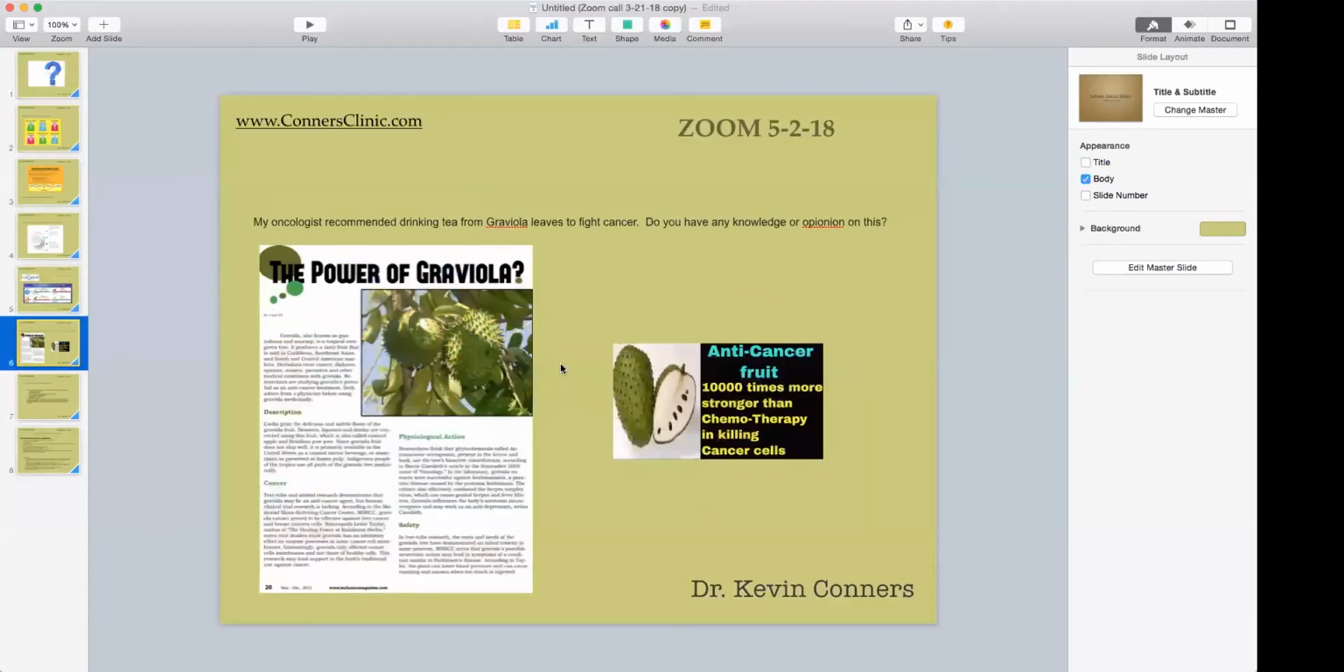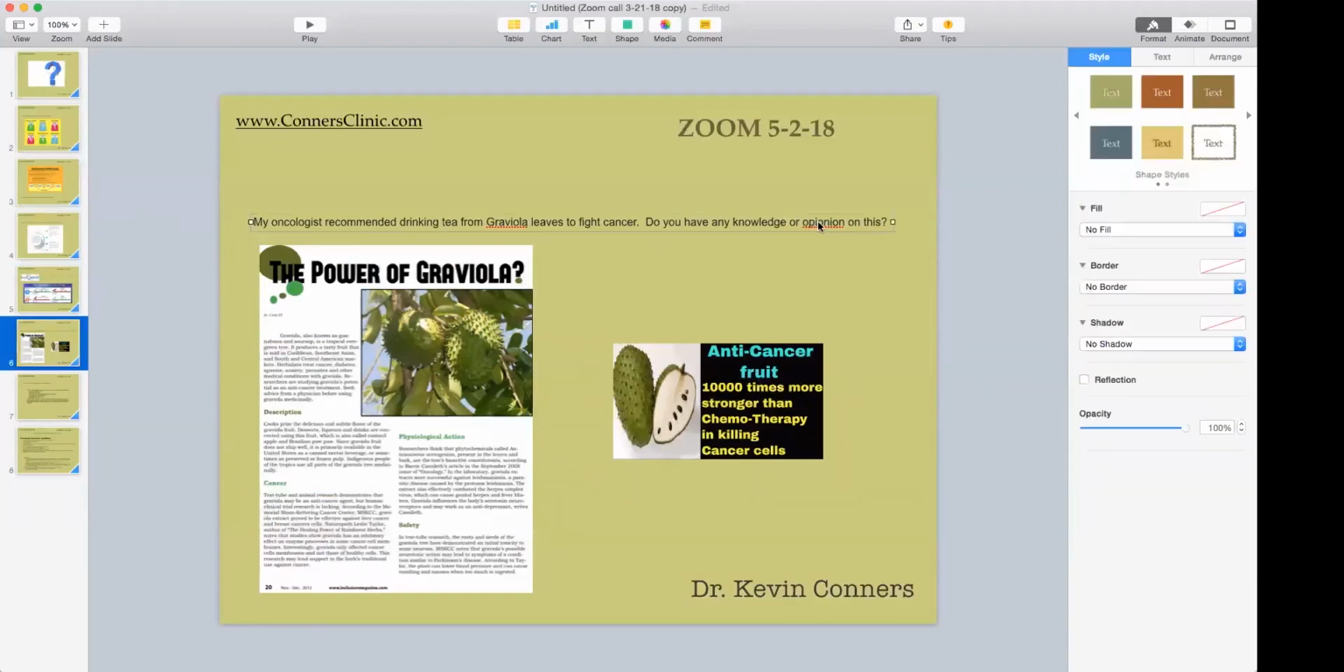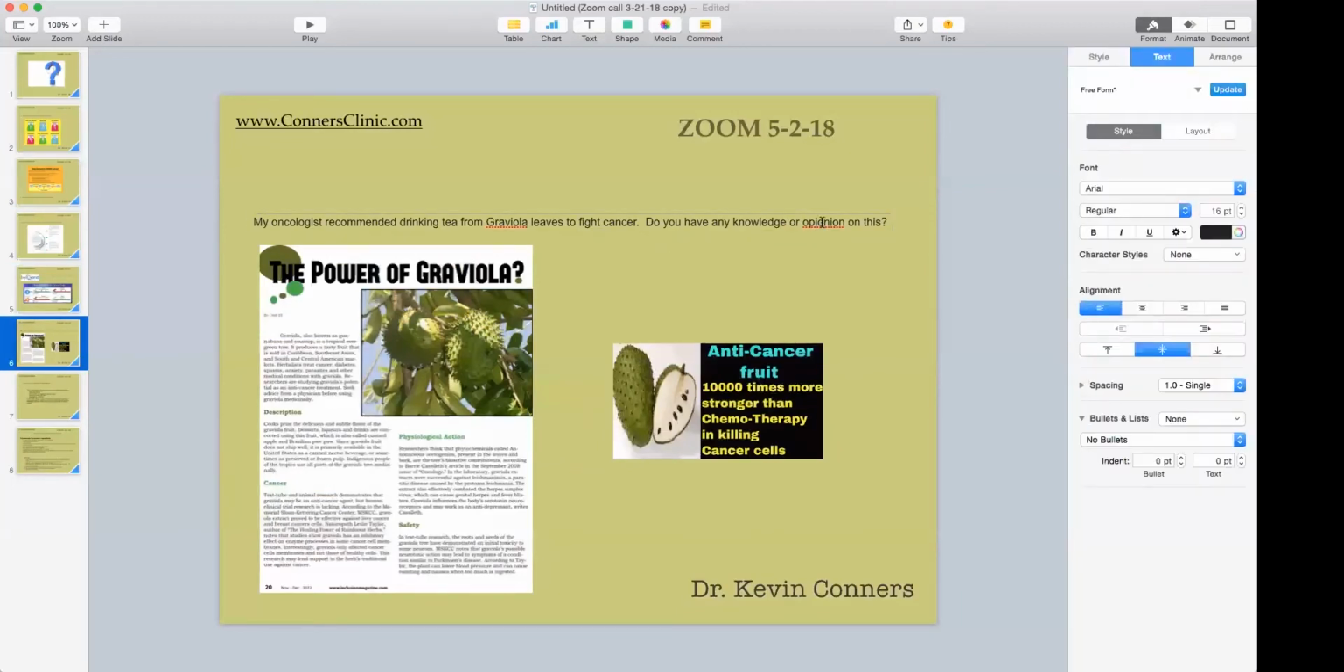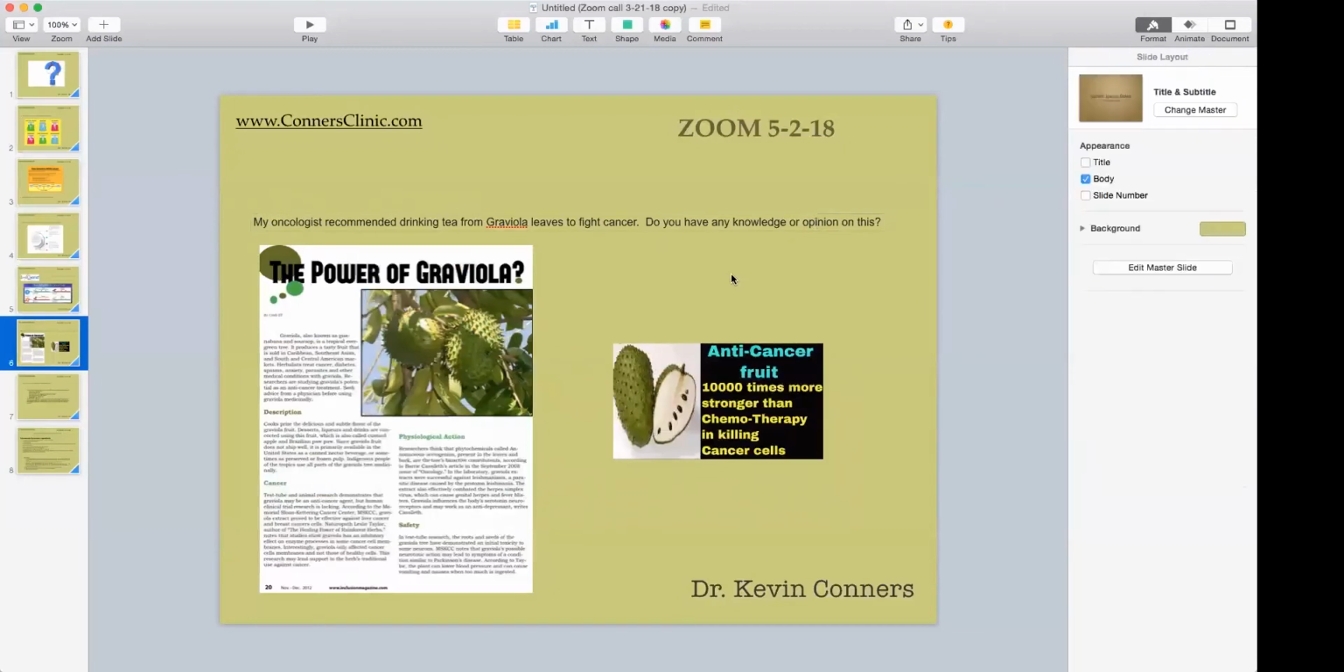Next question. My oncologist recommended drinking tea from graviola leaves to fight cancer. First of all, I want to know your oncologist's name because I have never heard an oncologist recommend anything natural. That is fantastic. Do you have knowledge or an opinion of this? Good question. I think graviola is great.